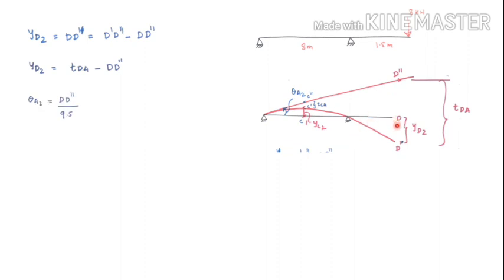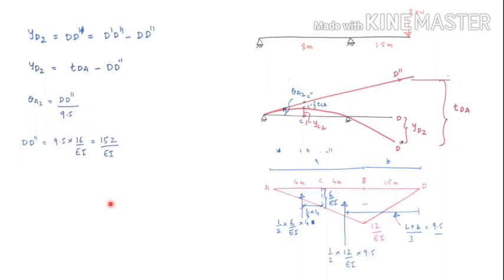And you see, this D double dash is very easy to find when we know the value of theta A2. We have calculated the value of theta A2. When we substitute the value of theta A2, you will get D double dash. Now we are required to find the value of TDA. We got the value of D double dash. Now we will see how we can find the value of TDA.